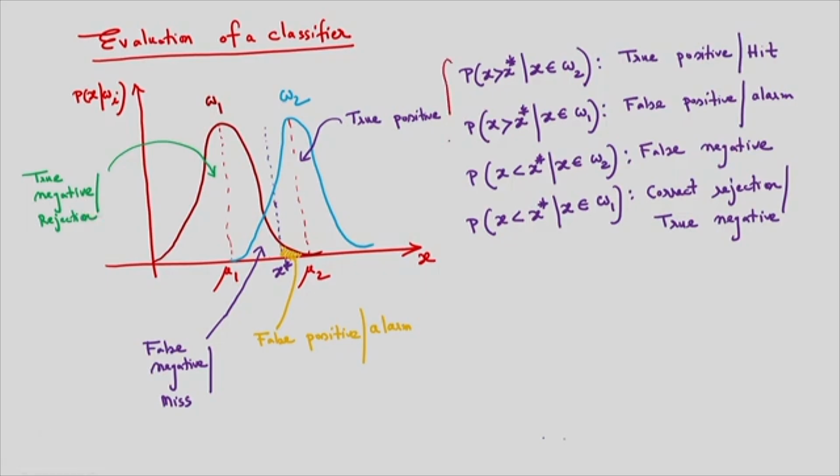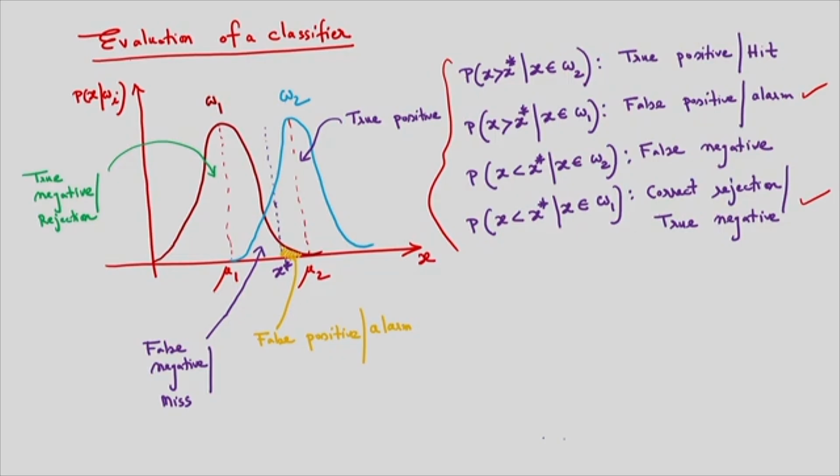So you can see I am considering all these 4 conditions. In the first case, if x is greater than the threshold and x is assigned to the class omega 2, that is the true positive. In the second case, if x is greater than the threshold but x is assigned to the class omega 1, actually it should be omega 2, so it is the false positive. In the third case, if x is less than the threshold and x is assigned to the class omega 2, it is a false negative, because x should be assigned to the class omega 1 but wrongly I am assigning it to omega 2. And finally, if x is less than the threshold x star and x is assigned to the class omega 1, that is the true negative. All these parameters we can determine based on these conditions.